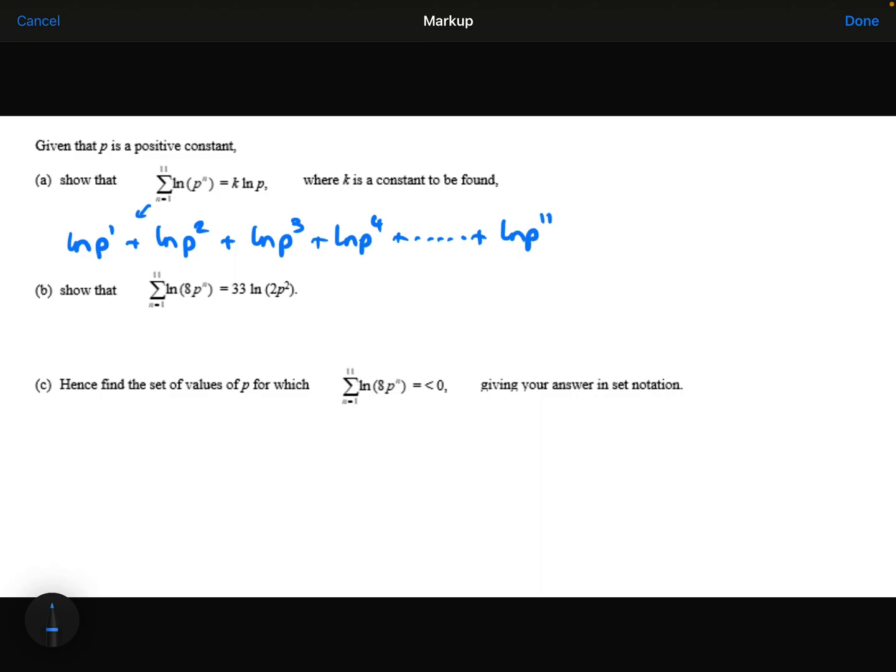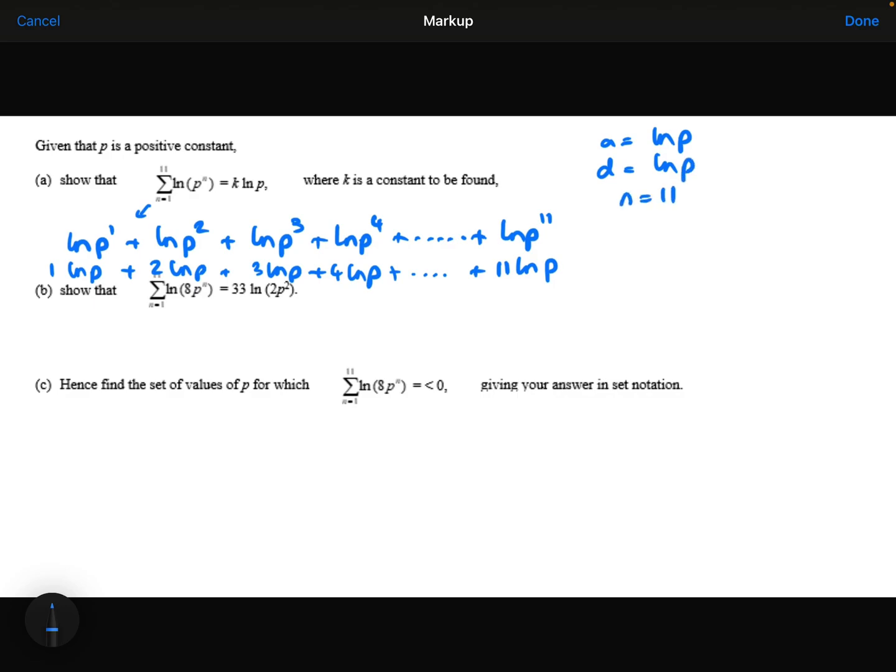Now, in each of these terms, I can use the law of logarithms to move that power to the front. And now I notice that this is an arithmetic sequence that's going up by ln p each time. We've got first term, which is ln p, common difference of ln p, and there are 11 terms in this sequence.